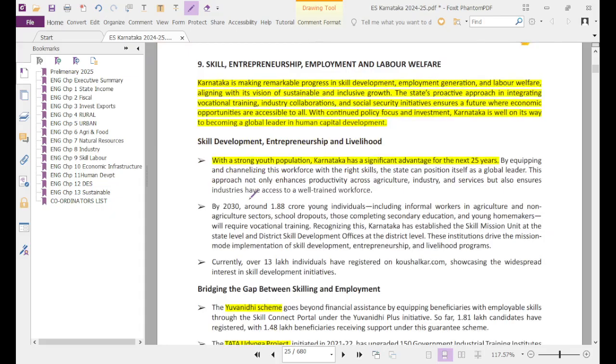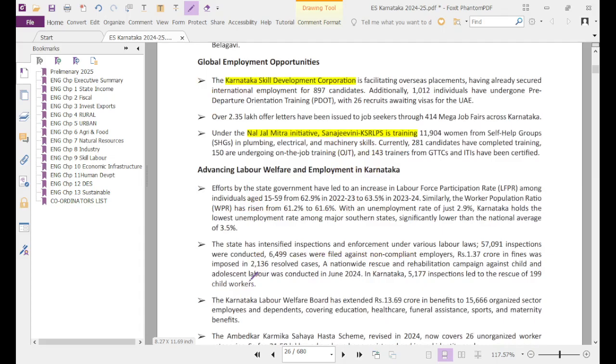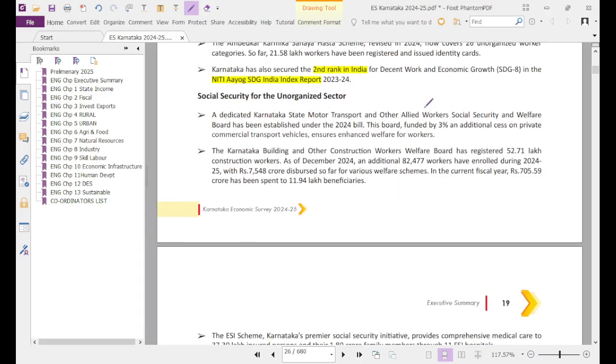Then skill, entrepreneurship and employment, right? Various efforts have been put in that direction. Yuvanidhi scheme, Tata Udyog project, Kalike Jyoti, Kaushalya for graduates in BA, BCom, BBA to get skilled in various trainings provided and take up income generating activities, thus adding value to the economy. Akka Cafe outlets were recently opened in Devanahalli, we know, and in Belagavi also. Karnataka Skill Development Council exists, right, in line with the National Skill Development Council in Government of India. Like that, various other efforts are also done. And Karnataka has secured second rank in India for decent work and economic growth. Like we have the Niti Aayog SDG index, right? So India has been doing wonderful. It is always in the top 5.